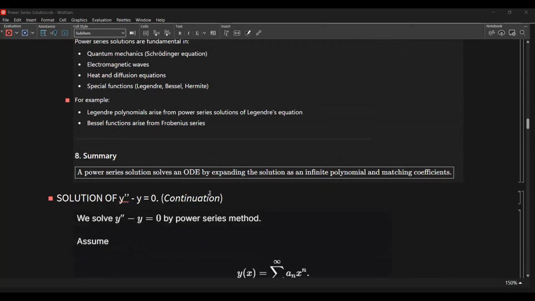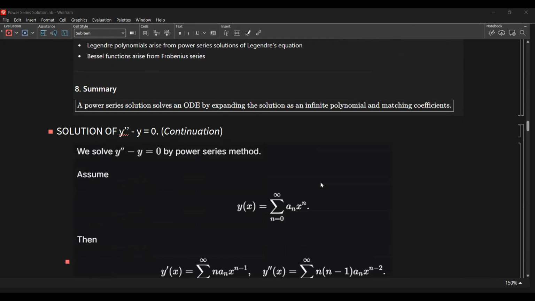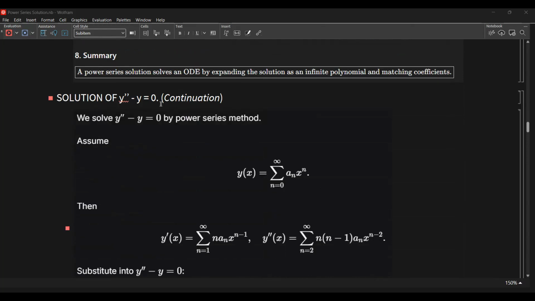So we have a summary here. A power series solution solves an ODE by expanding the solution as an infinite polynomial and matching coefficients. Now we have a continuation here. So y double prime minus y equal to 0. So we have the continuations.